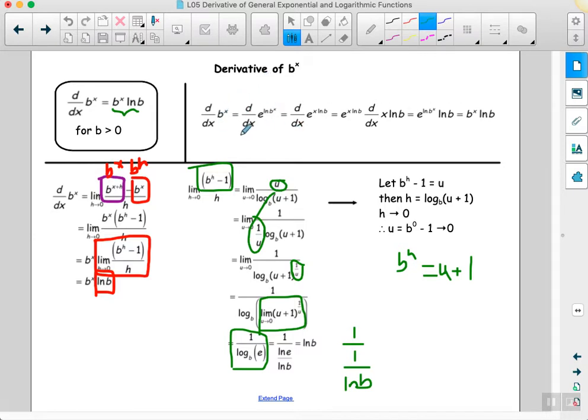This one is a different kind of proof. So b to the x could be written as e to the natural log of b to the x. And maybe I'm just going to write that over here.